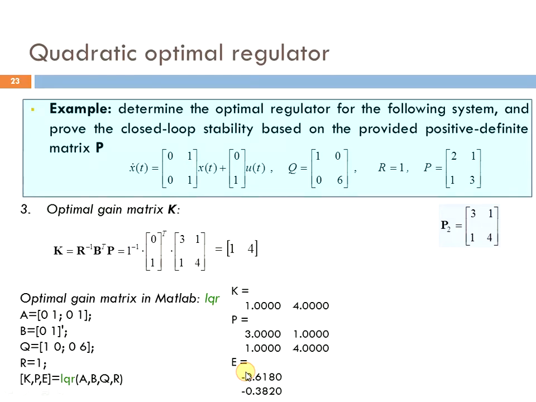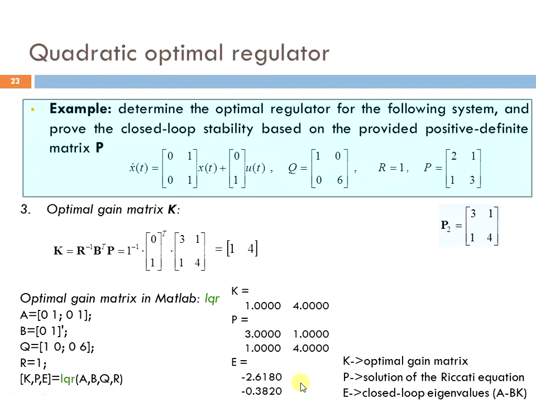So if we were to evaluate this in MATLAB, we would get the value for K as 1 and 4, P as 3, 1, 1, 4, and the closed loop eigenvalues as negative 2.618 and negative 0.382. So it is a good idea, if you are able, to do this also in MATLAB, to double check and confirm that what you got from the hand calculations is correct.